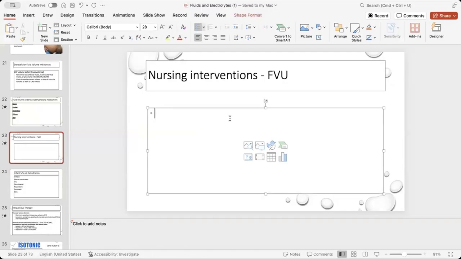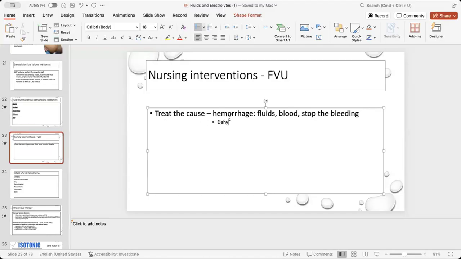Interventions. Okay, so we have to really think about the cause. If I'm hemorrhaging, you better what? Stop it. Yeah, let's stop my bleeding. Yep. And then what do I need? Fluids and blood, right? Okay. I need fluid, I need blood. If I'm dehydrated, because I've got a stomach bug, I've got food poisoning, how do I treat that?